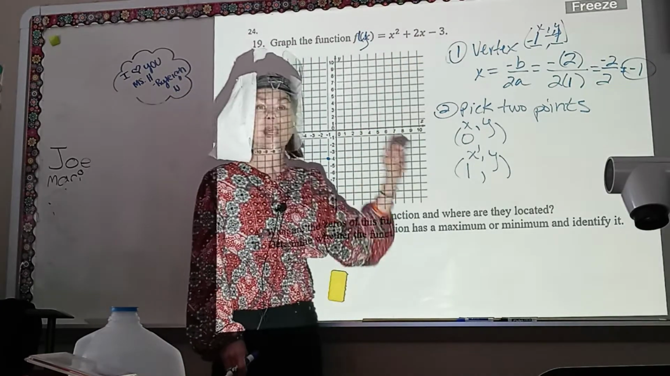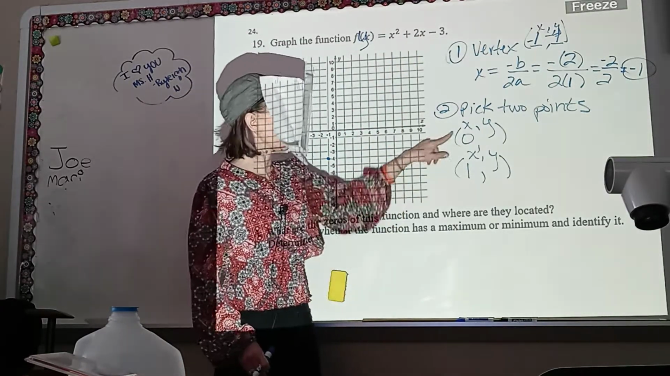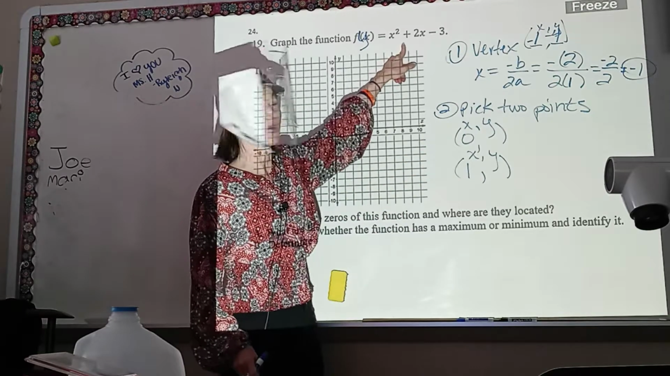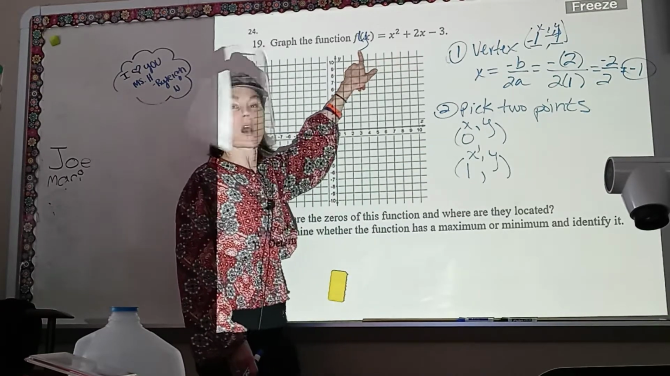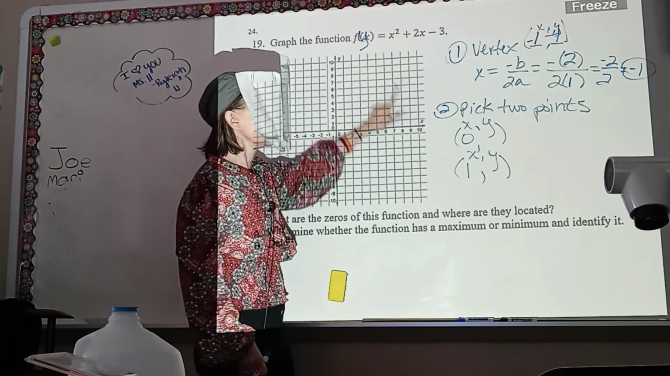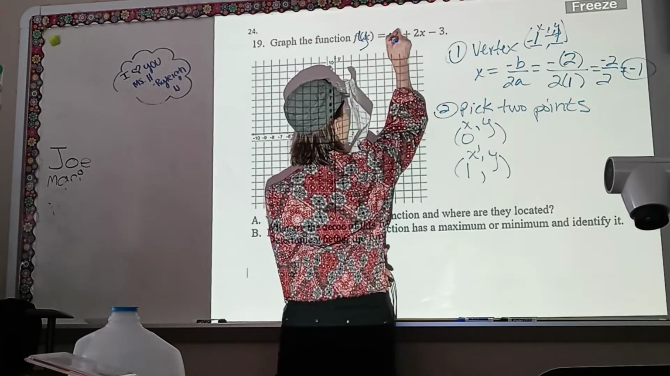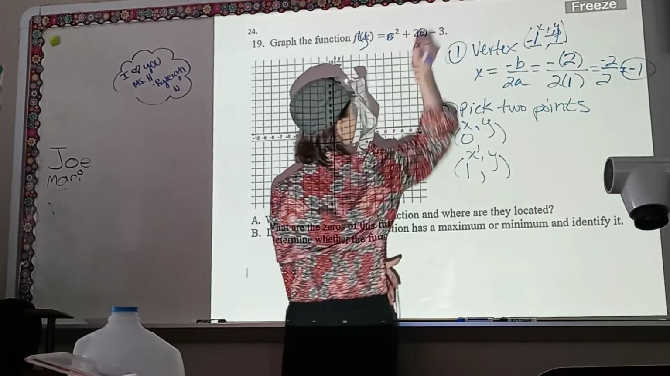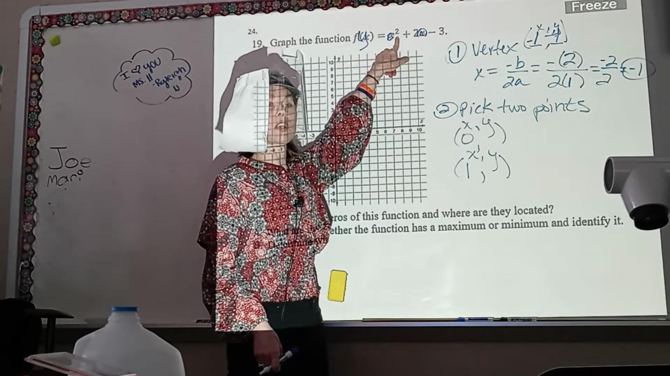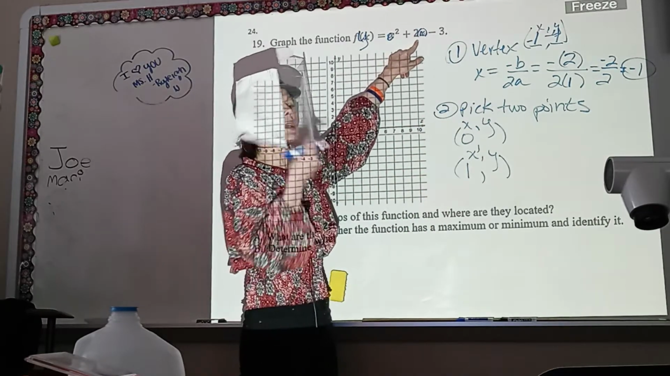So you just basically substitute what x is equal to into the quadratic, do the math, and you find out what y is equal to. So our x value here is 0. If I substitute in 0 and 0, right? So 0 squared is 0. 2 times 0 is 0.